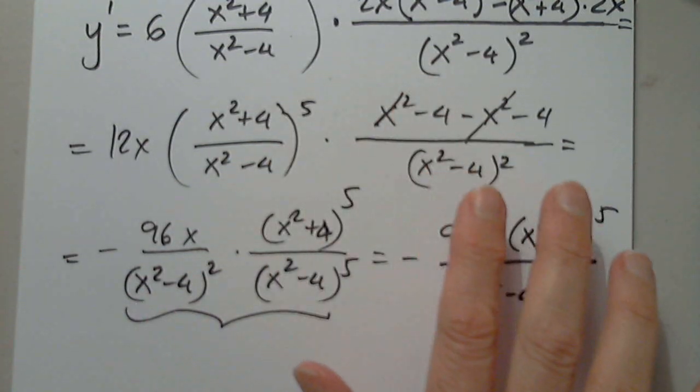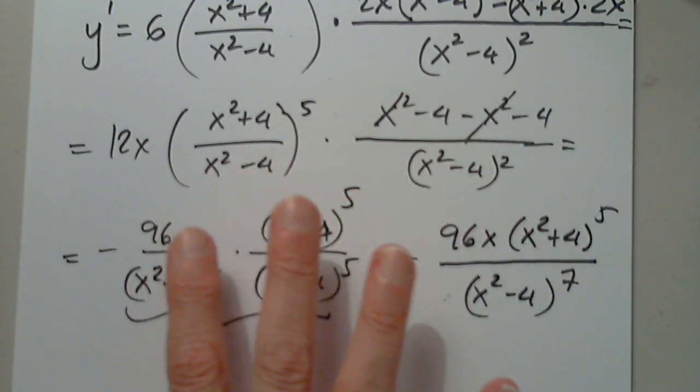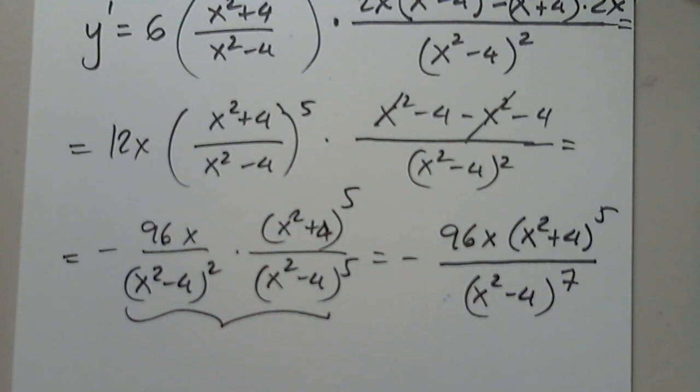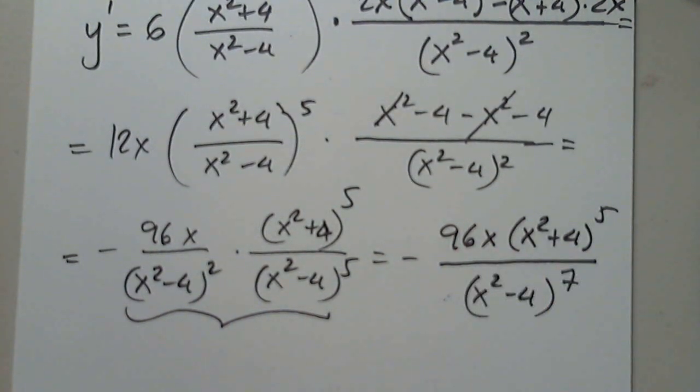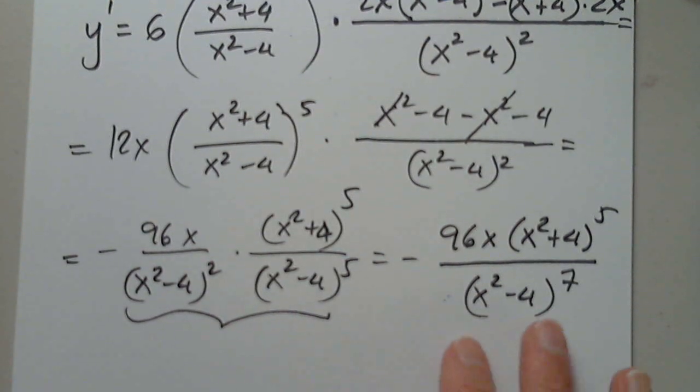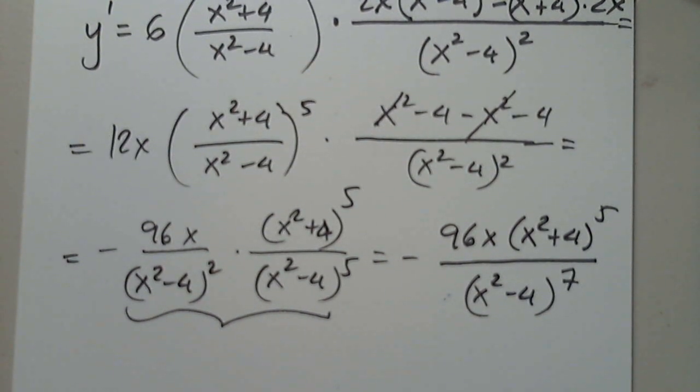So let me calculate my numbers again. Negative 8, so that's 6, yes, and 1. I think I'm okay. So negative 96x at the top with x squared plus 4 to the 5th power, and the denominator with x squared minus 4 to the 7th power.